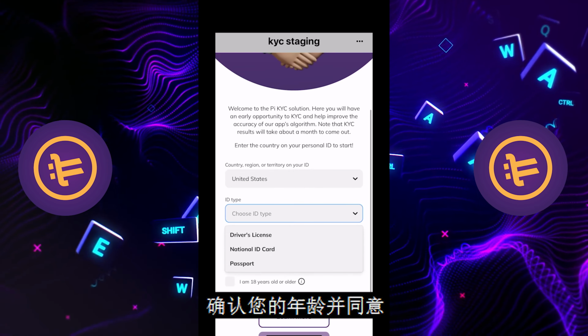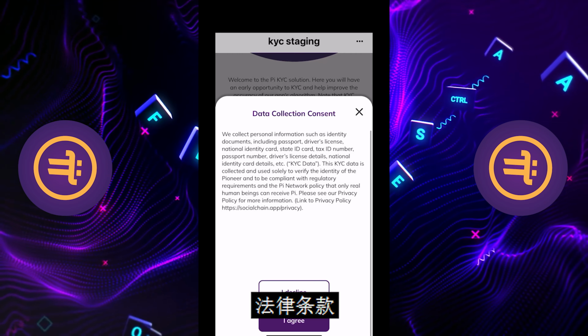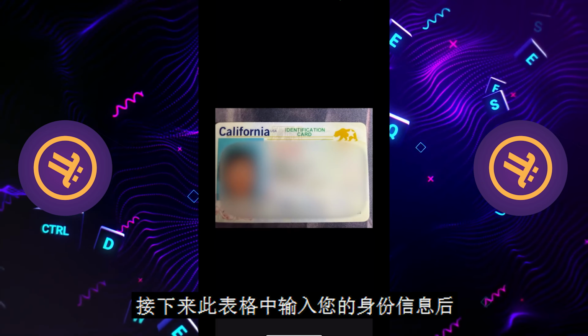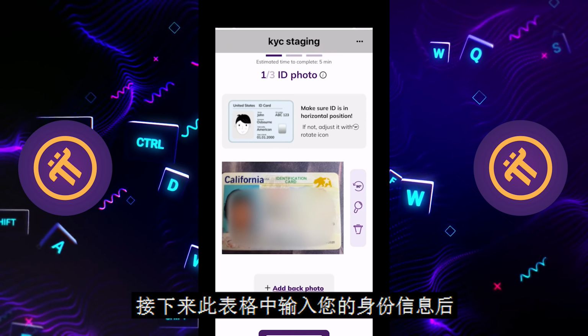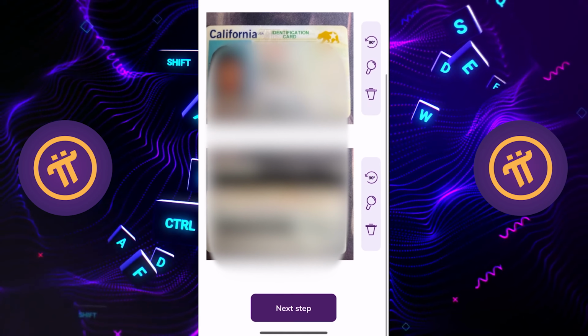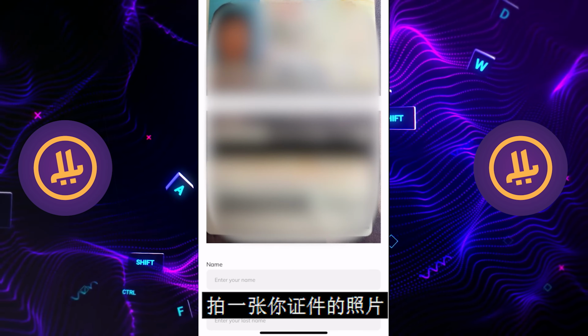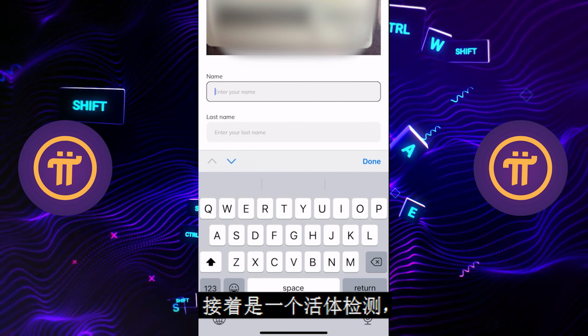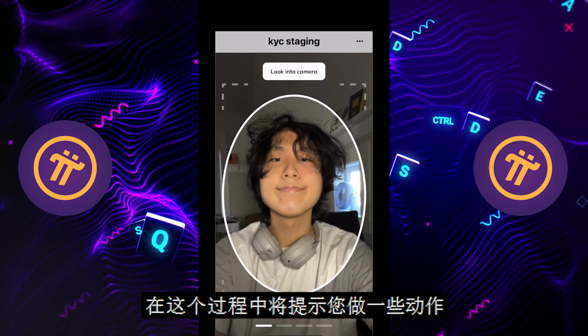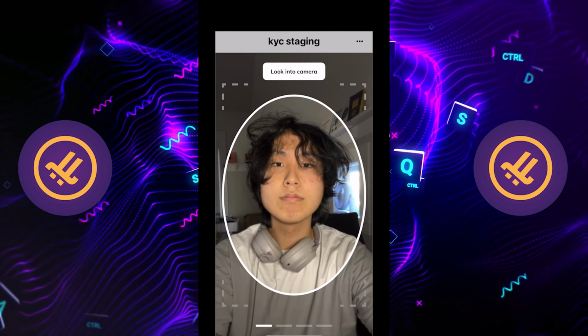First, you will be asked to input your country and ID type that you'll use to verify your identity. Confirm your age and that you consent to the legal agreement. Next, take a picture of your ID photo. After entering the information on your ID into this form, follow a human liveness test that will instruct you on what actions to take along the way.